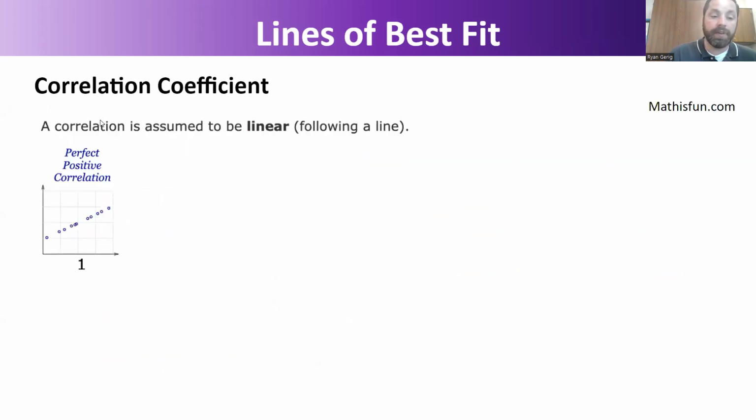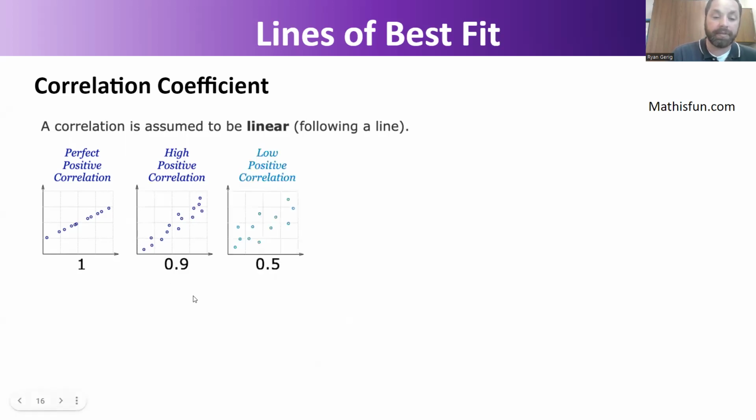A correlation is assumed to be linear. It follows a line. You have something here that shows a perfect positive correlation. One thing definitely leads to another. You see a correlation coefficient of 1. This one, you can see it looks like it's following a trend of going up. That's a positive correlation, and it's got a high positive correlation. 0.9 is a high positive correlation.